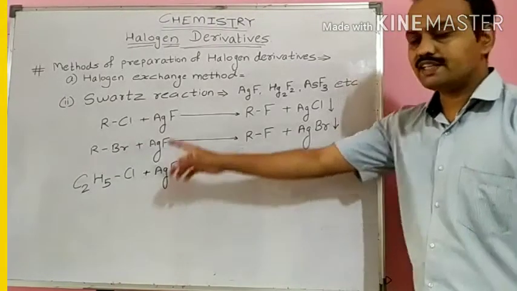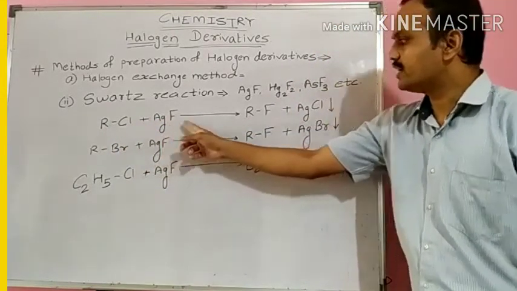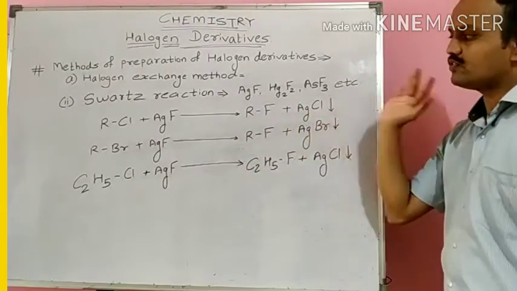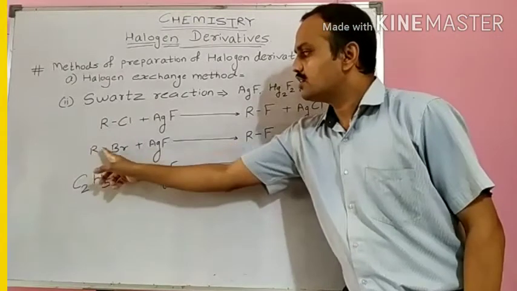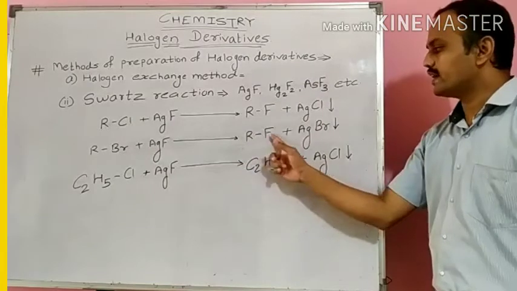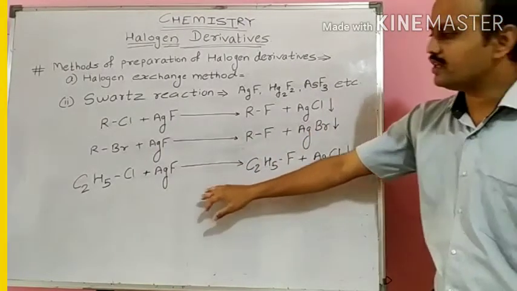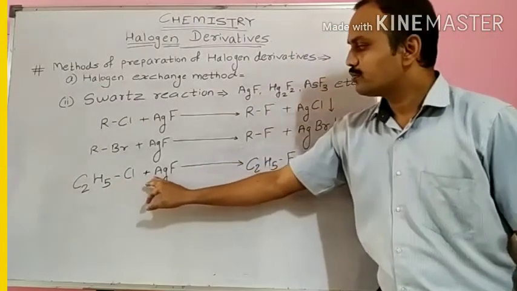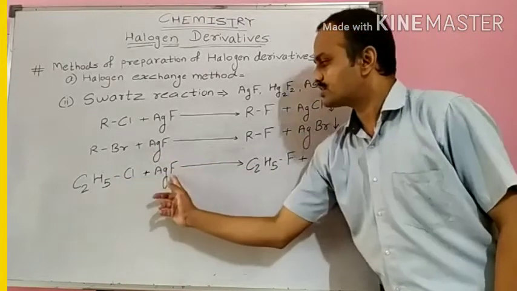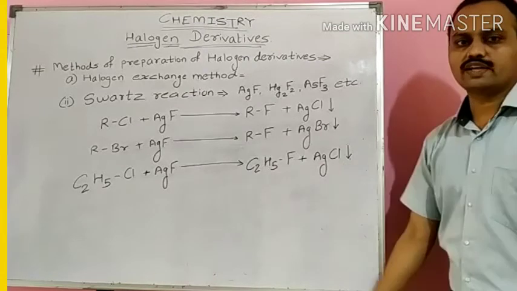So we will revise it, students. Alkyl chloride plus silver fluoride gives alkyl fluoride plus silver chloride in the form of precipitate. Alkyl bromide plus silver fluoride gives alkyl fluoride plus silver bromide in the form of precipitate. We have taken one example: ethyl chloride plus silver fluoride gives on halogen exchange ethyl fluoride plus silver chloride as the product.